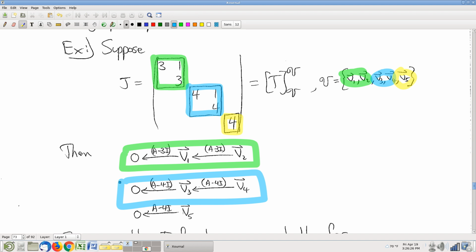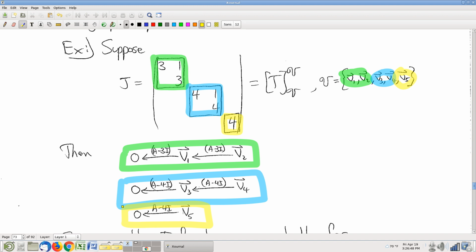A minus lambda I, what is lambda? Lambda for this block is 4. So A minus lambda I means A minus 4I. Okay. All right, and then likewise for the last one.